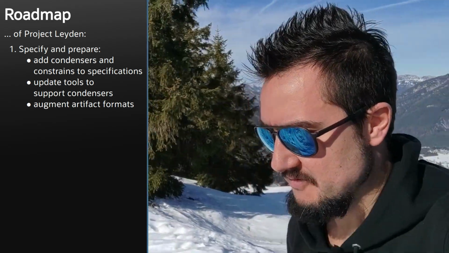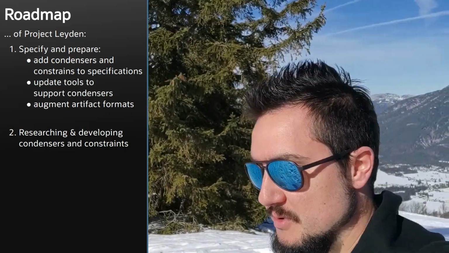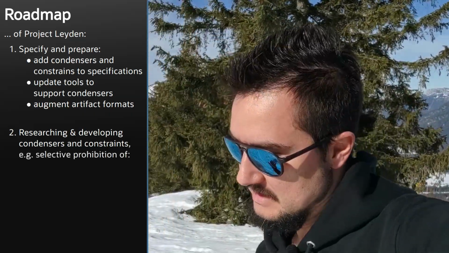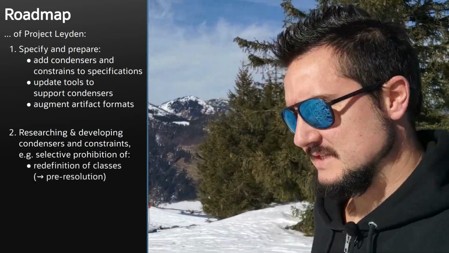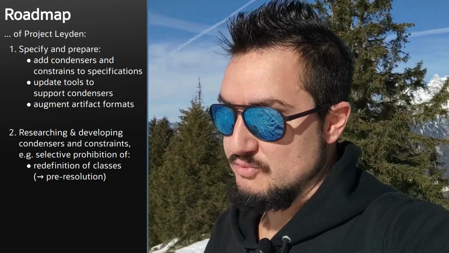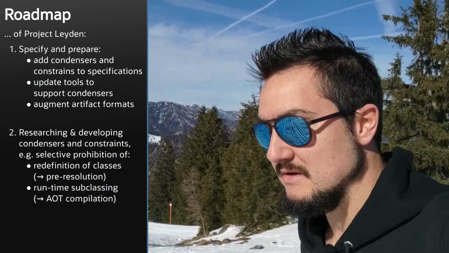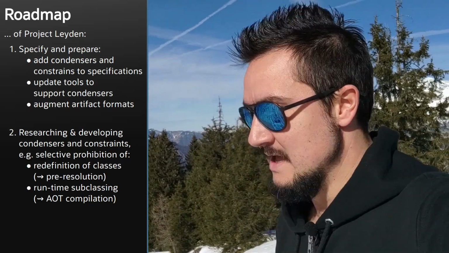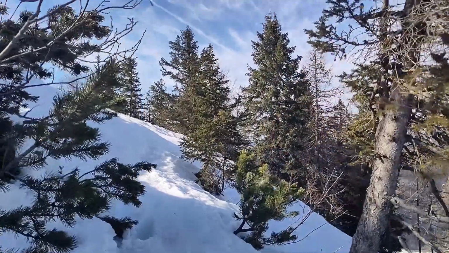And we're back. Where were we? Right. Then it's time to get to the meat of the matter, researching and developing condensers and suitable constraints. To list a few possible examples. Selective prohibition of redefinition of classes, which would allow pre-resolution of the selected classes, field accesses, and method invocations. Selective prohibition of runtime subclassing, which would allow non-speculative ahead-of-time compilation of the selected classes. And selective prohibition of reflection, which would allow dead code elimination. Put these and more together, and you get the full-blown closed-world constraint, where you can create native images, fast to boot and very small, within the bounds of the Java specification. We truly have found the holy grail of Java performance.